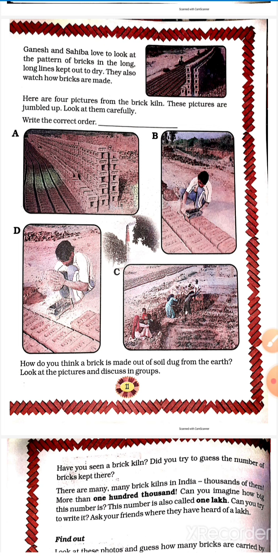Here are 4 pictures from the brick kiln. These pictures are jumbled up. Jumbled means they are not properly arranged. You have to write the order of these brick images. You can see A, B, C, D. In this jumbled up, how do you think a brick is made out of soil dug from the earth?